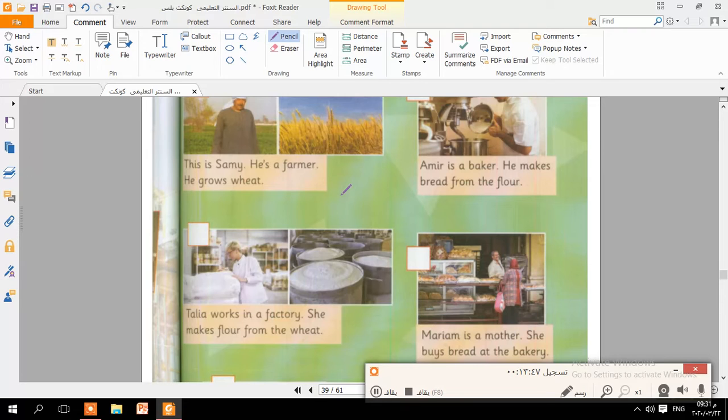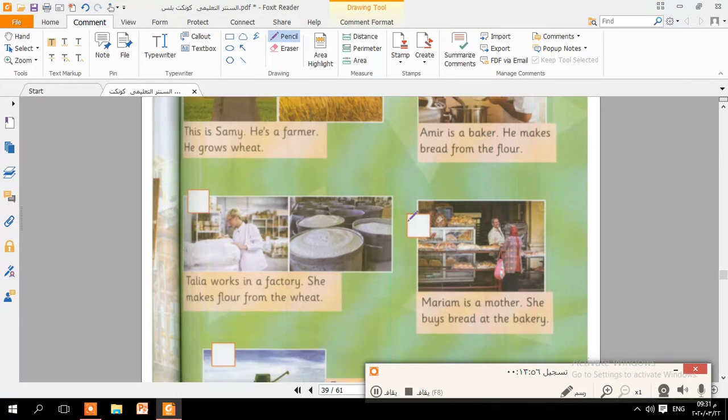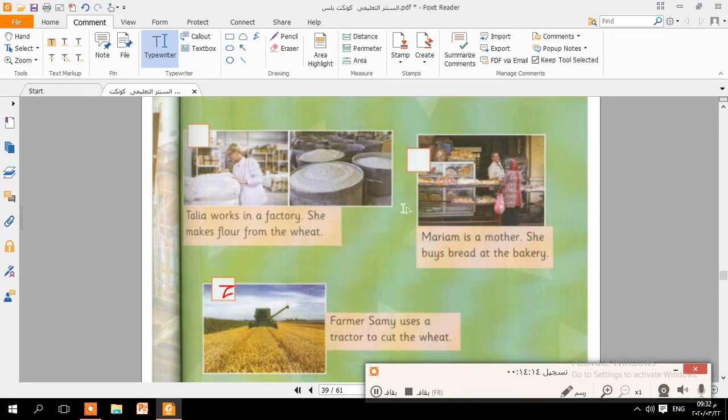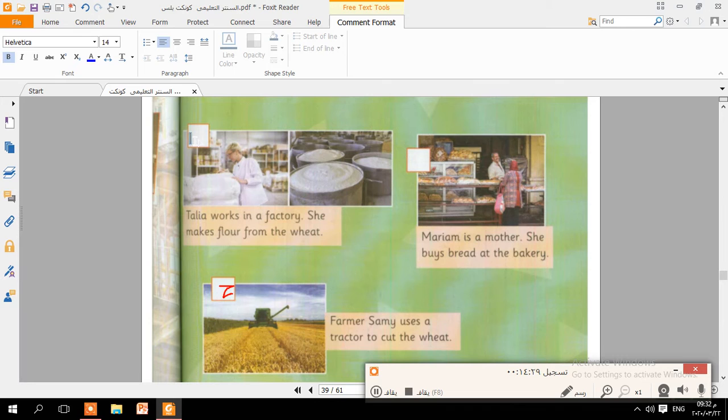What's next after the farmer grows the wheat? Number 2. Good. Number 2. Farmer Sammy uses a tractor to cut the wheat. So we will write number 2. What's the next sentence? Good. Talia works in a factory. She makes flour from the wheat. So we'll write number 3.